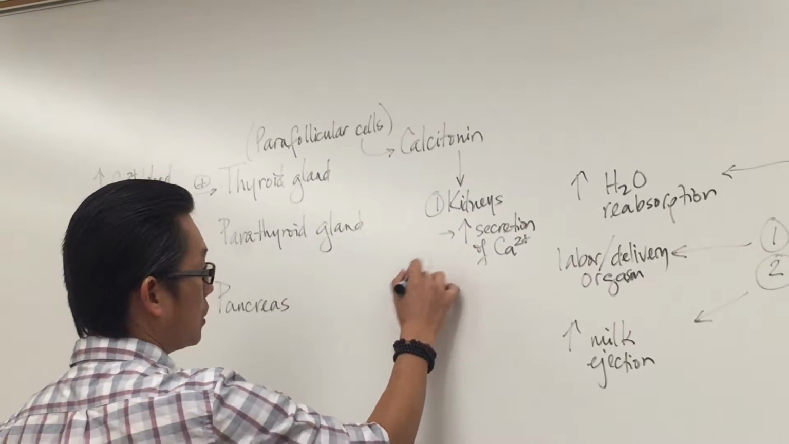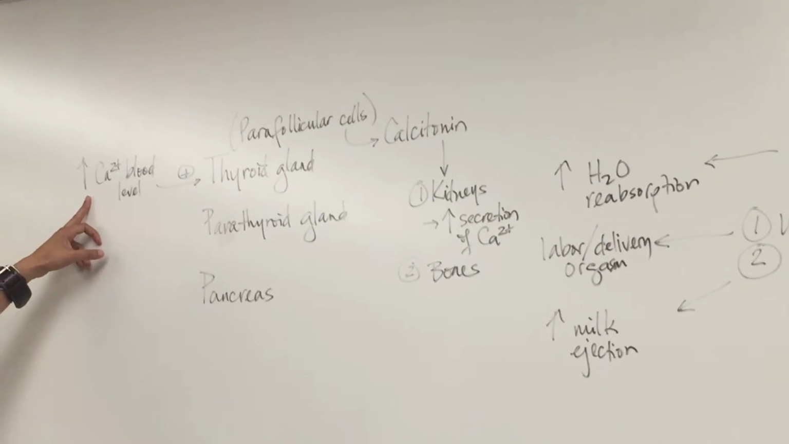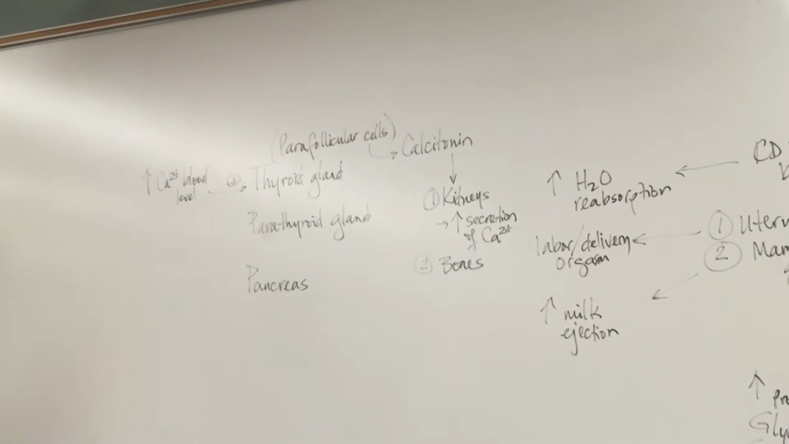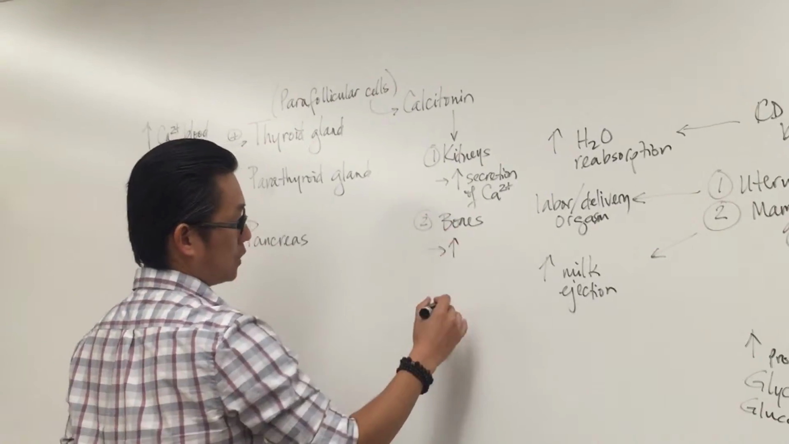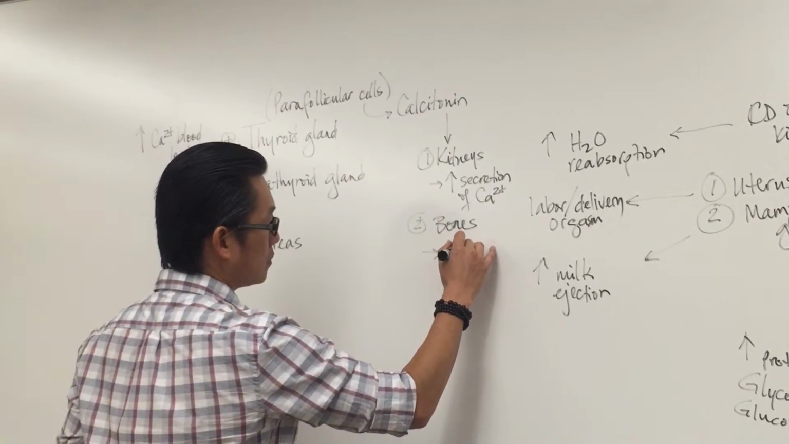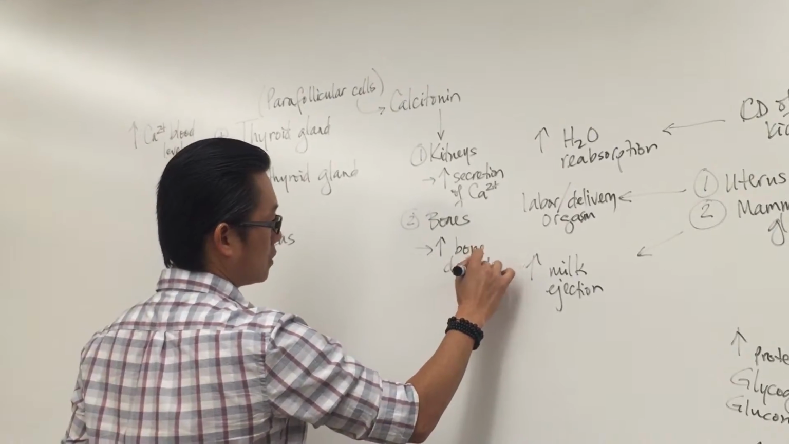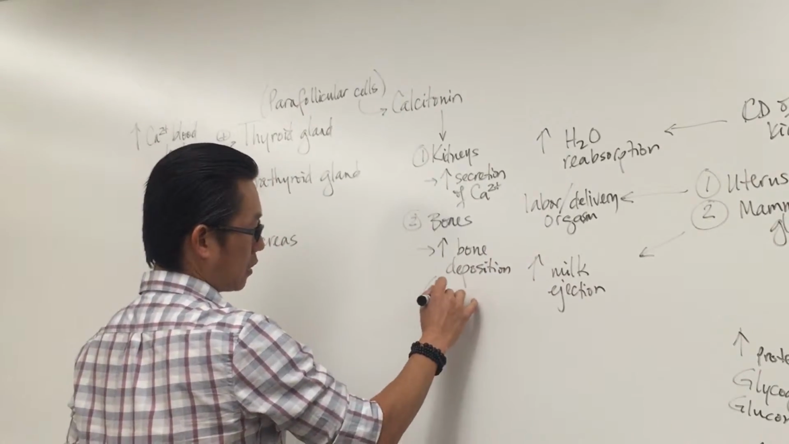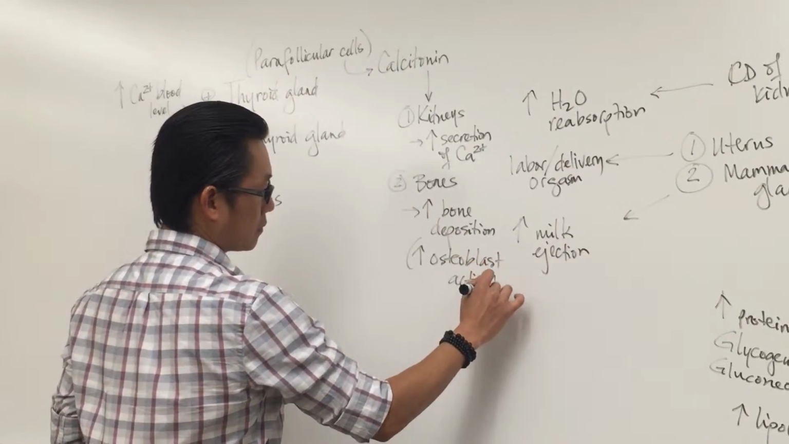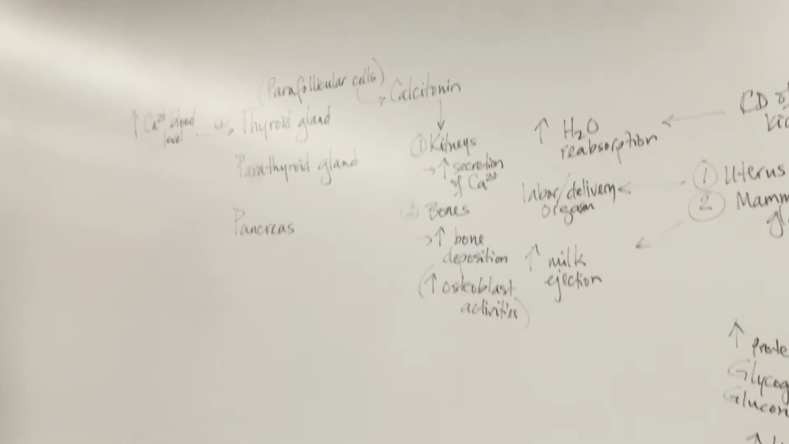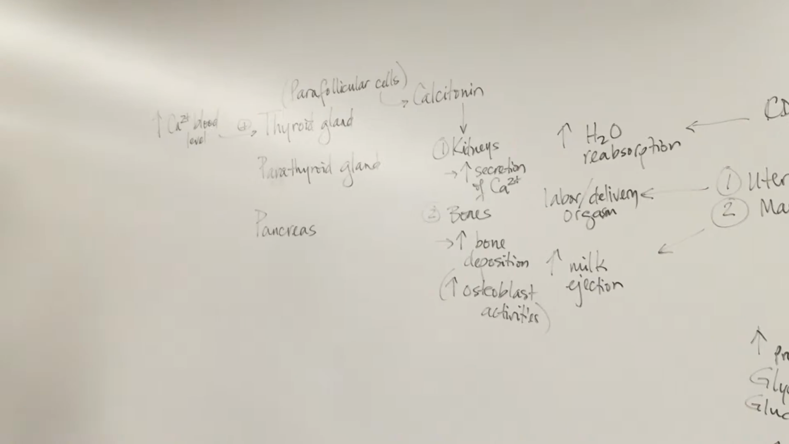It also goes to the bones. And because you have an increase in calcium in the blood, you want to store the excess calcium ions. So you're going to induce the activity of osteoblasts. So you're going to increase bone deposition by increased osteoblastic activity. So you make more bone matrix. Now I mentioned the GI tract, but don't worry about the GI tract in terms of calcitonin.